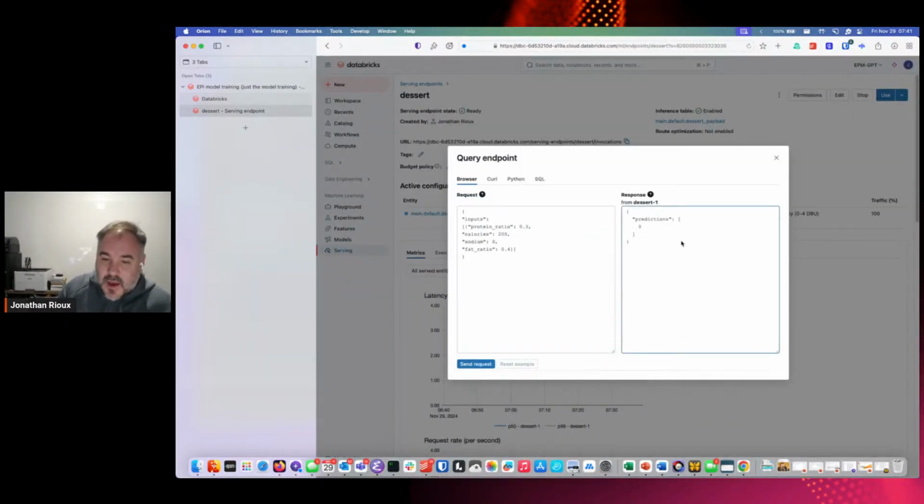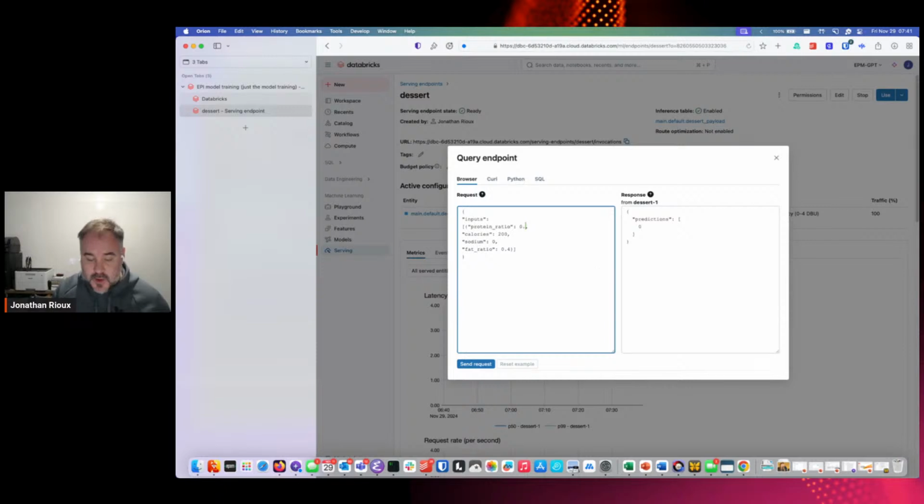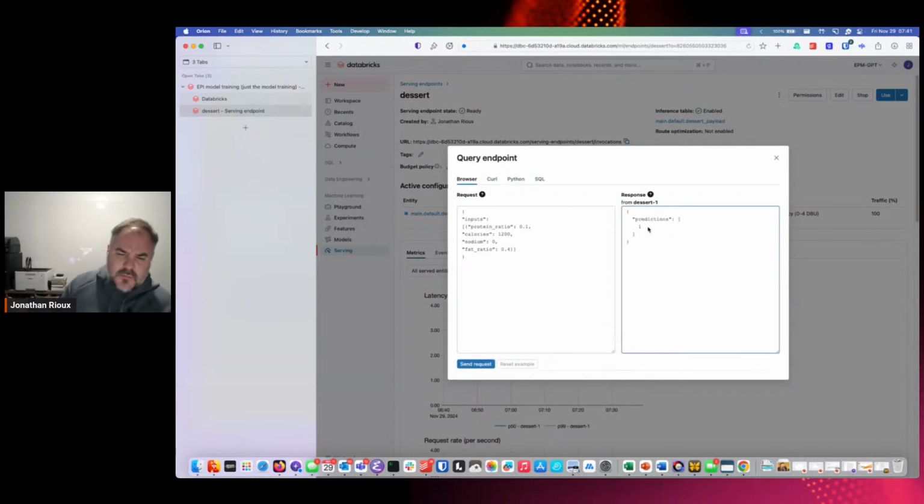There you go. So I have my inputs: protein 30%, calories 200, fat 40%. Not a dessert. It predicted that this was not a dessert. What if I try 10% of protein and 1,200 calories? I don't know what the parameter space of the model is. So there you go. This happens to be a dessert, which, if you think about it, like 50% of the calories come from carbohydrates, 1,200 calories, 0 salt, suggests something that's going to be pretty sweet. I think it makes sense here.